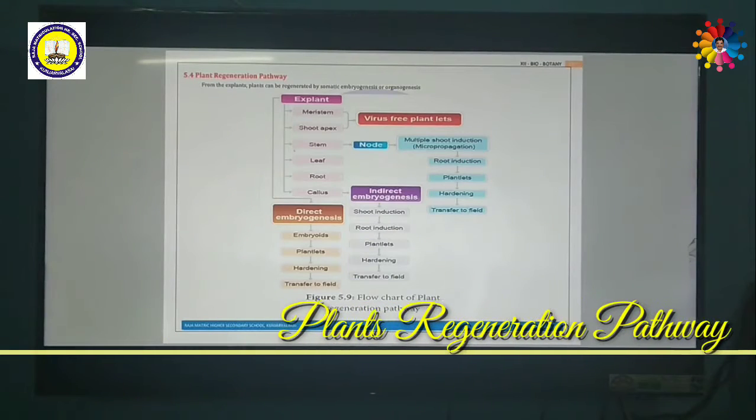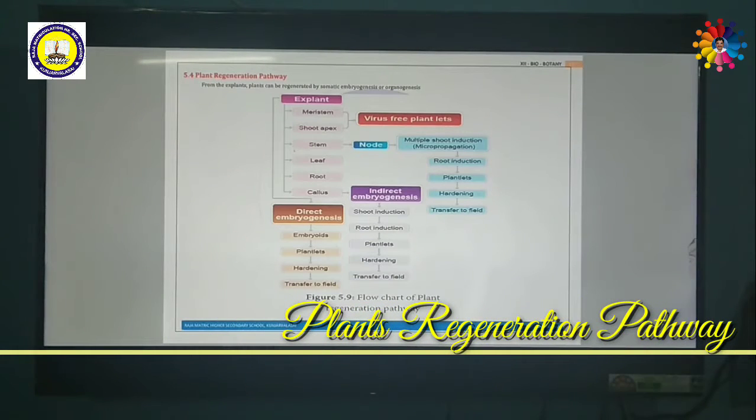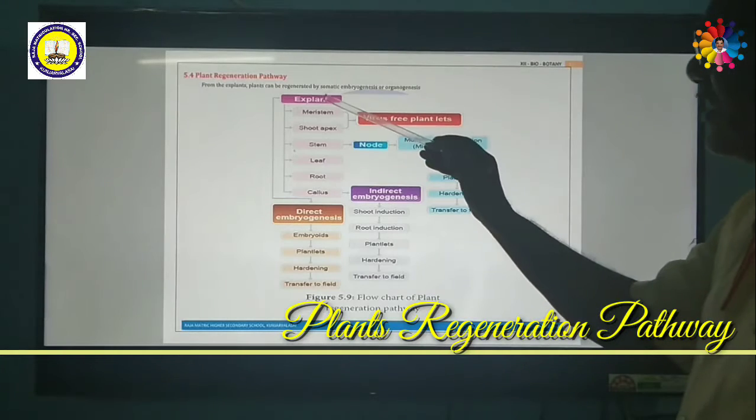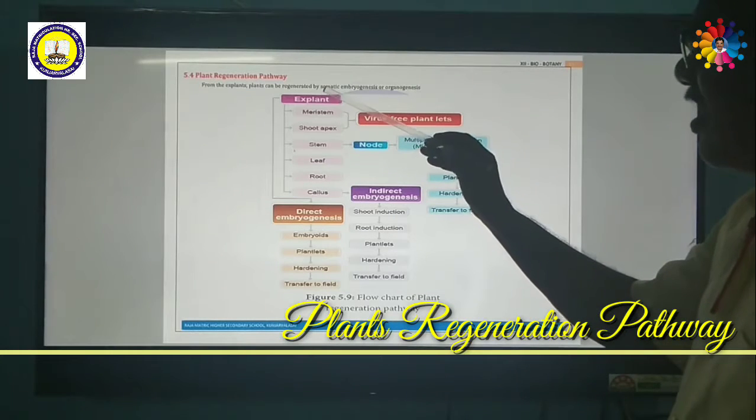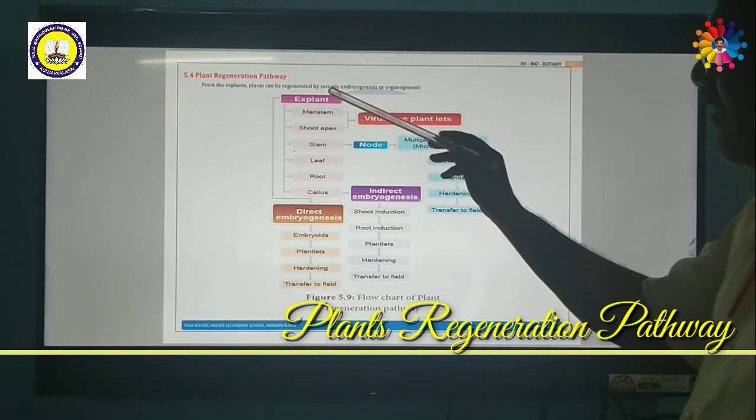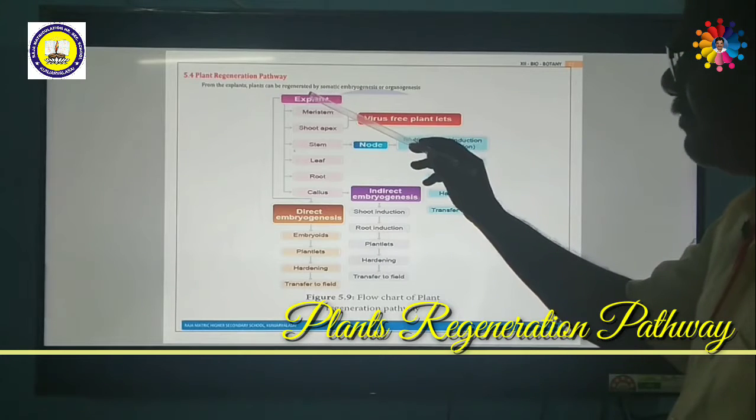Dear children, now we are going to discuss the plant regeneration pathway. We have seen the various methods by which tissue culture can be done. Among these plant regeneration pathways, we can see some of the methods. We can take an explant. Explant means the tissue, cell or organ taken from the plant.